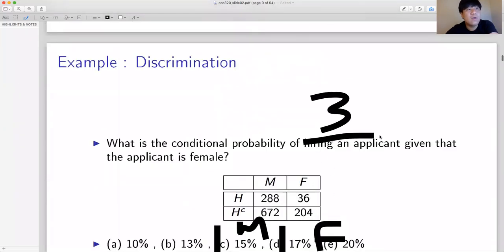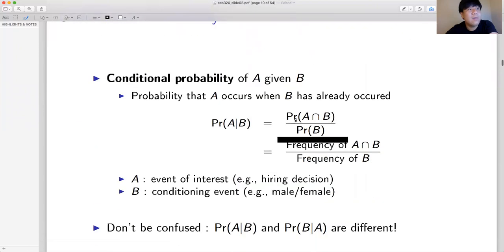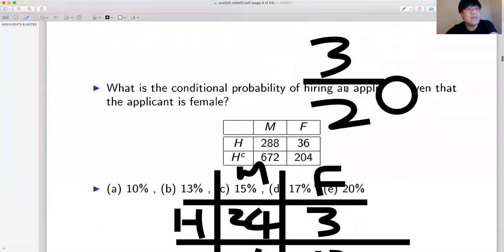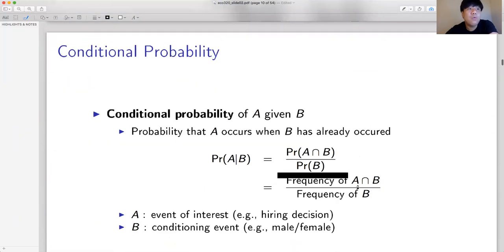So 3 over 20%. That is exactly what you did: the probability of A intersection B over the probability of B. So 3 over 20 is what? 15%. Just multiply by 5 in numerator and denominator. It's going to be 15%. Which is exactly the same as using frequencies. So you might think it doesn't matter which one to use, and that is absolutely true.